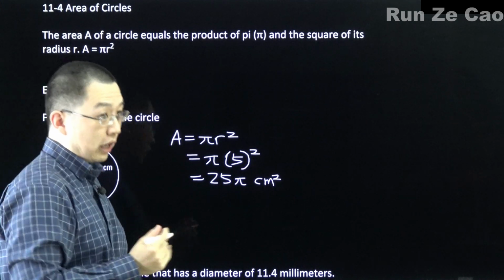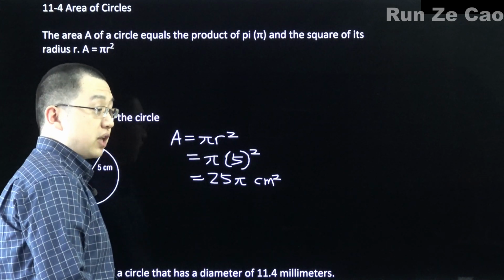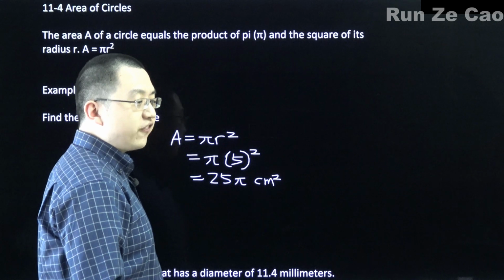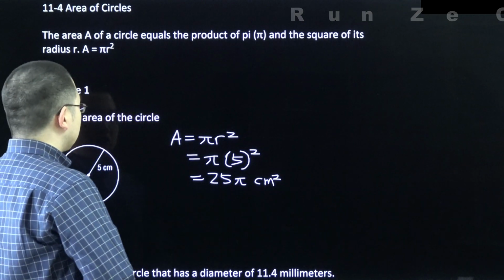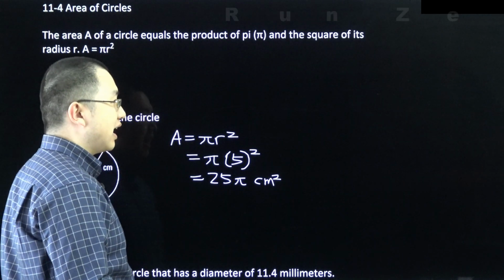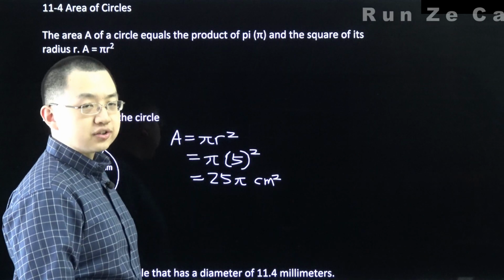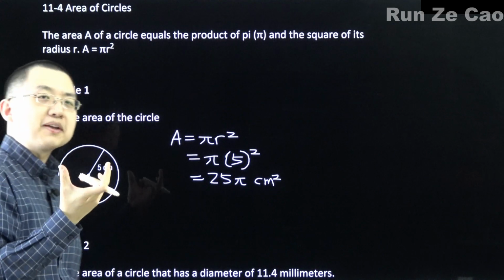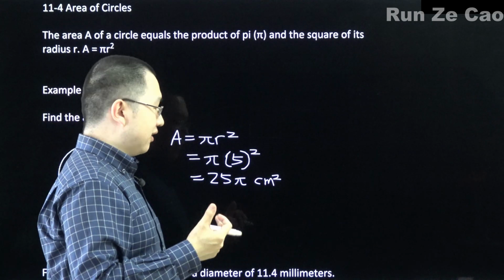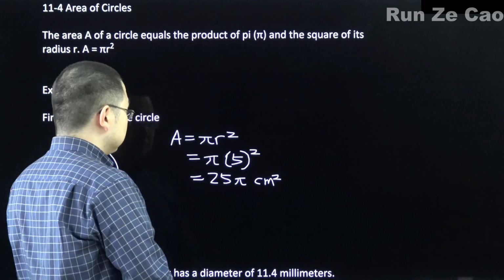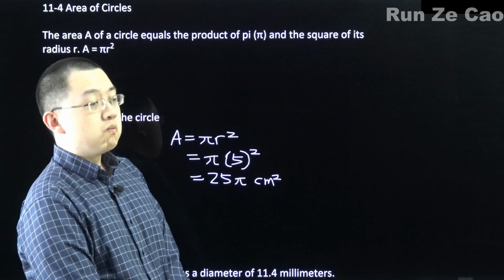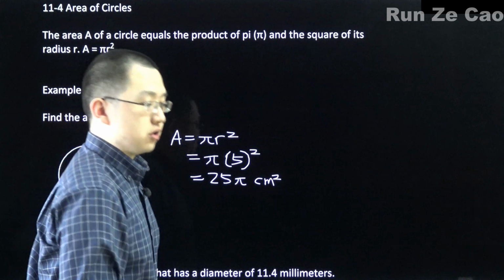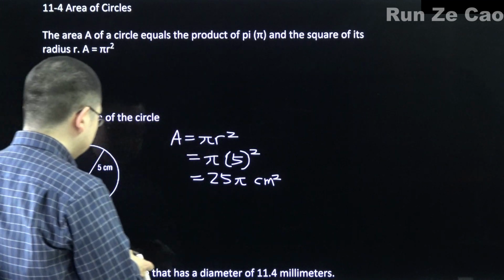Is this a useful number? Say you tell somebody, I want to buy a pizza that has a surface area of 25 pi square inches. Because 5 centimeters, that's not a pizza, that's a biscuit. Anyway, is this very useful? No. Therefore, usually we have approximations.